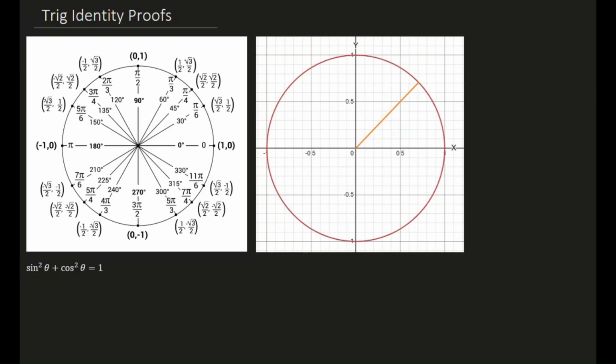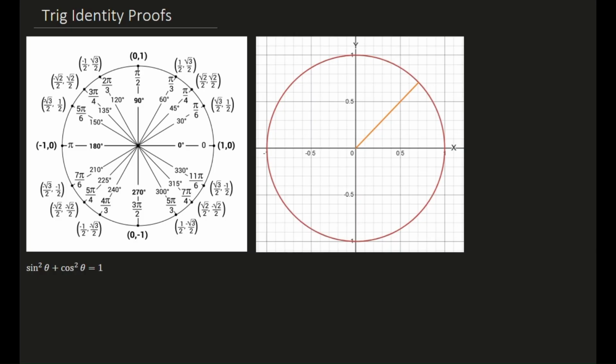So we're going to take a look at trig identity proofs. And the whole concept of trig identity proofs actually stems from the unit circle. So if you're not familiar with the unit circle, there's one on the left fully filled out. But essentially, the unit circle is a circle whose radius is 1, and we've deduced these different values and points from it.